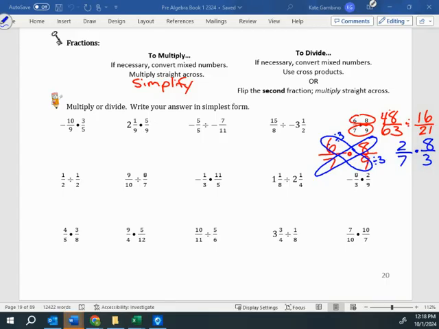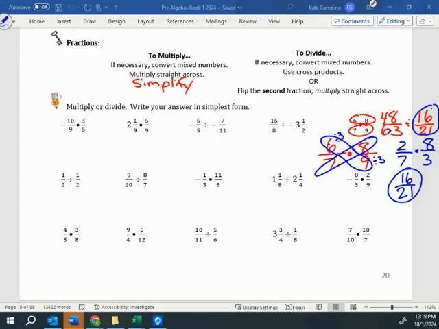So now I multiply across. 2 times 8 is 16. 7 times 3 is 21. My simplifying is done already. So that's why sometimes I like to cross simplify, so I don't have to do that big simplifying at the end. What number can I divide out of those big numbers? We get the same answer. So do I care if you cross simplify or you simplify at the end? No, I don't care as long as you simplify. At some point before your final answer, it needs to be simplified.